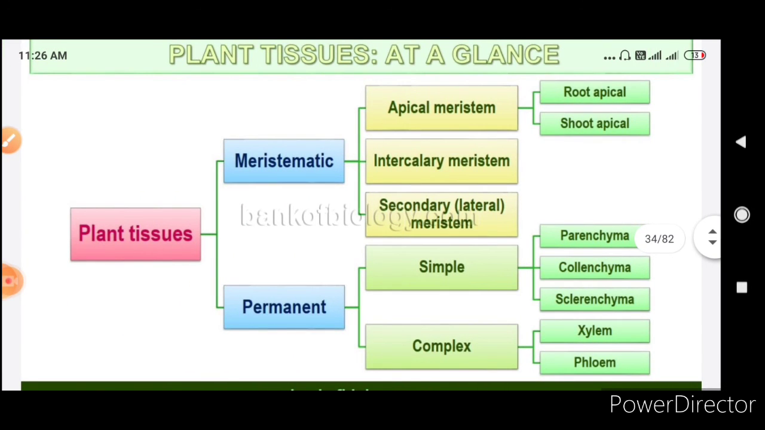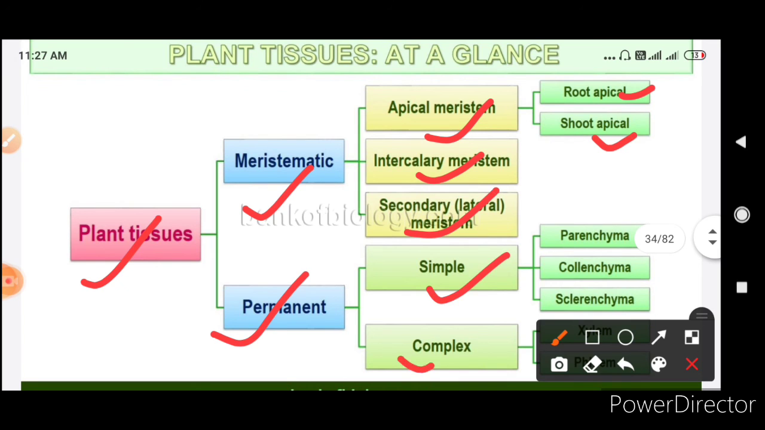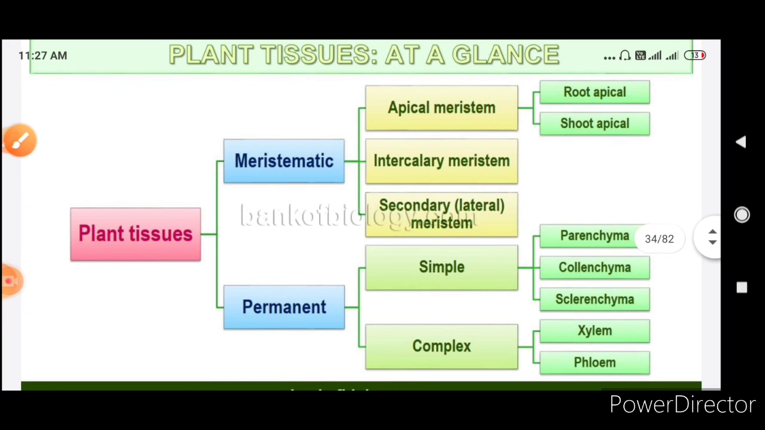So this is the plant tissue at a glance. When we talk about plant tissue, we saw two tissues, that is meristematic and permanent tissue. In meristematic, we saw three tissues, that is apical, intercalary, and secondary. In apical we saw root apical and shoot apical. In permanent we saw simple, which is made up of only one cell type, and complex, which is made up of many cell types. In simple we saw parenchyma, collenchyma, and sclerenchyma, and in complex tissue we saw xylem and phloem. So this was all about the tissue system. Now we'll come to the epidermal, ground tissue system, and the conducting tissue.